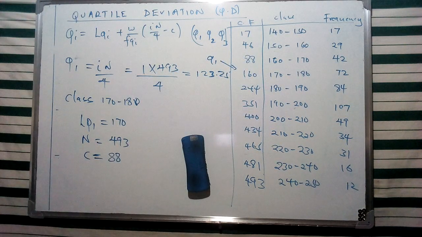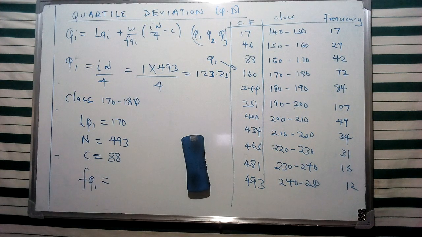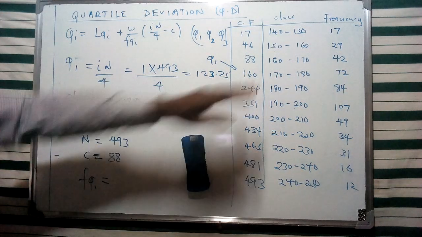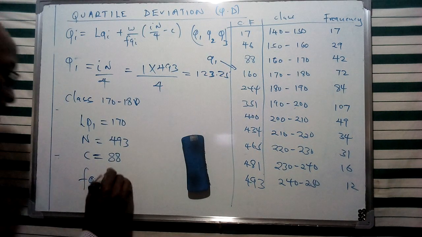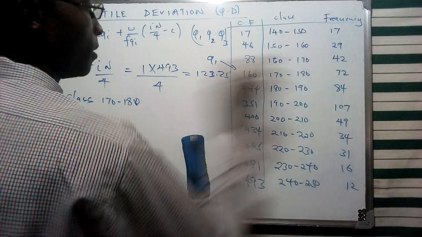And then we shall have found the values for that. And then we're going to find lastly the value of the frequency of this first quartile class, which of course is going to be 72, given this specific range for this particular class.